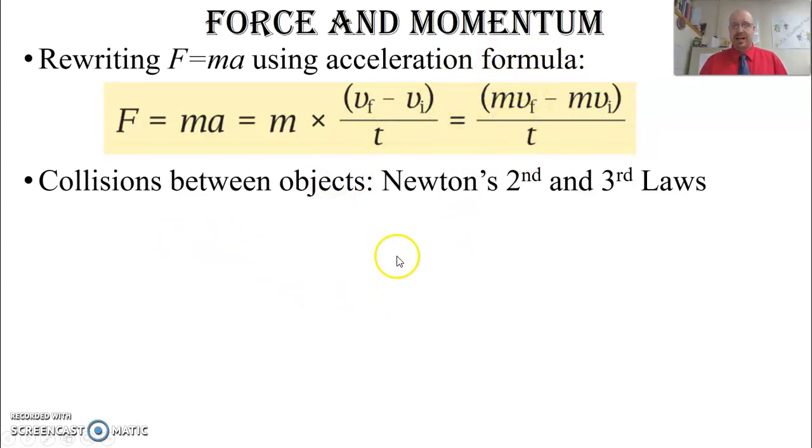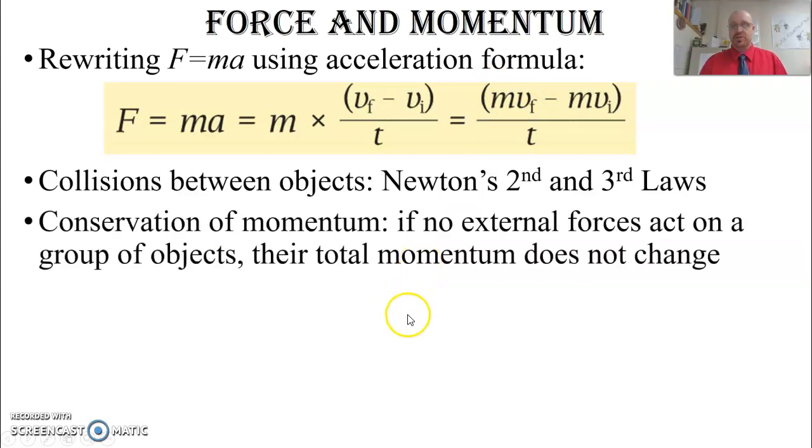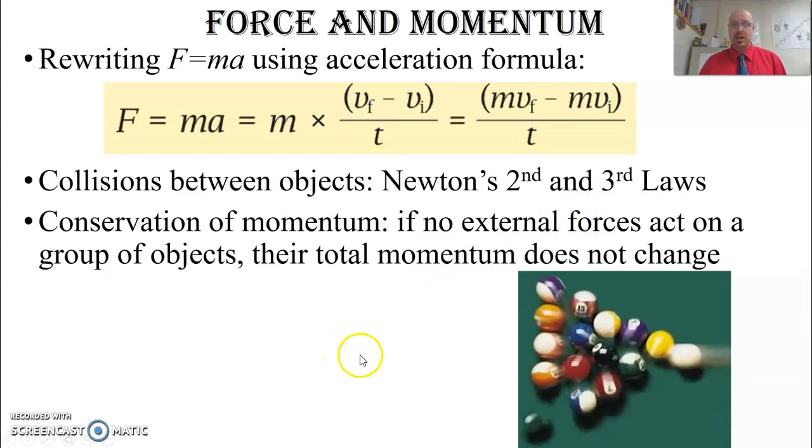So the collisions between objects also deal with Newton's second and third laws. Because remember, the second law is force equals mass times acceleration. And then collisions are for every action, there's an equal and opposite reaction with the third law. In the conservation of momentum, it says that if no external forces act on a group of objects, their total momentum does not change. And we can look at this when you use a cue ball to break open a rack when you're playing pool.